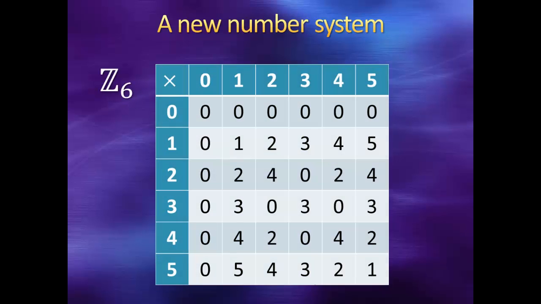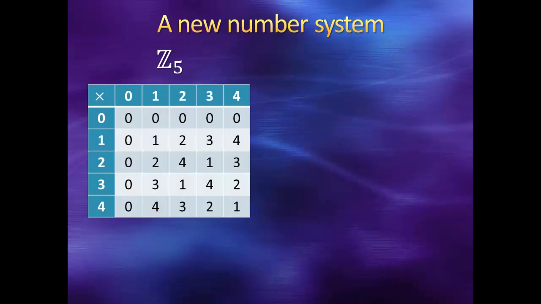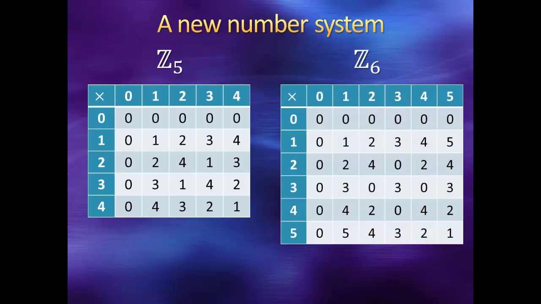But now, let's look at the multiplication table for Z6 instead. In Z6, besides 0, there are certain numbers, 2, 3, and 4, that no matter what we multiply them by, we can never get 1. So in Z6, not every non-zero element is guaranteed to have a multiplicative inverse. So what makes Z5 so special? Simple. 5 is a prime number, while 6 is not.